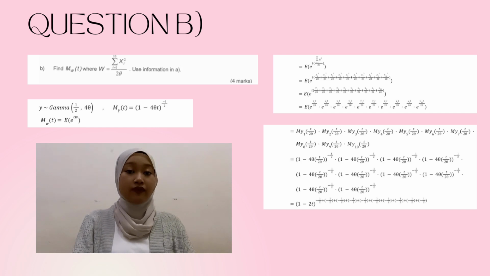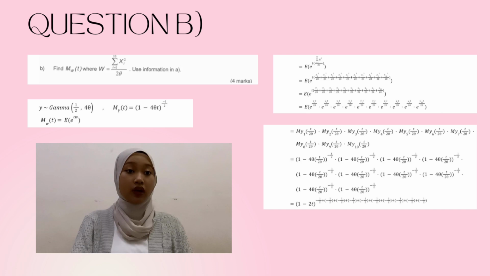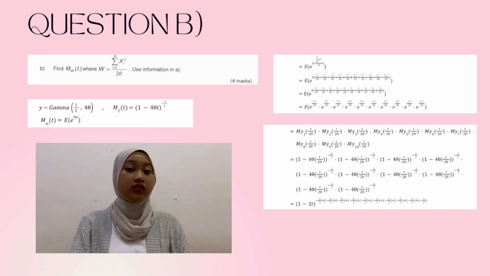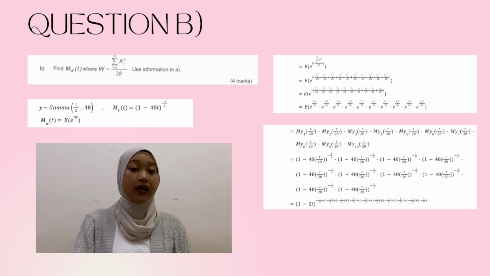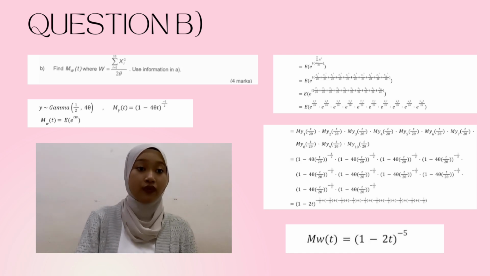After that, we expand from MGF of y1 at t over 2 theta until MGF of y10 at t over 2 theta. Earlier, we already know that the MGF for y is (1 minus 4 theta t) power negative 1 over 2. So, we will use this MGF by substituting the new t value, which is t over 2 theta. We can simplify by adding their powers, and the final answer is (1 minus 2t) power negative 5.